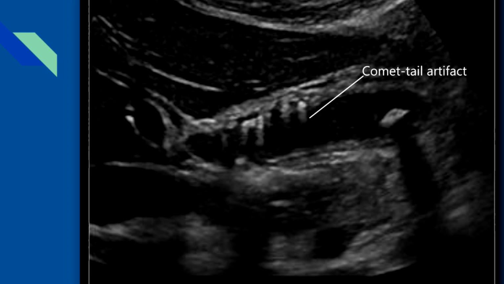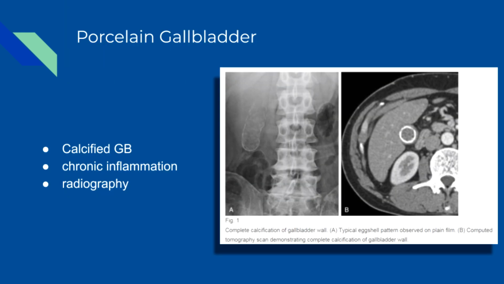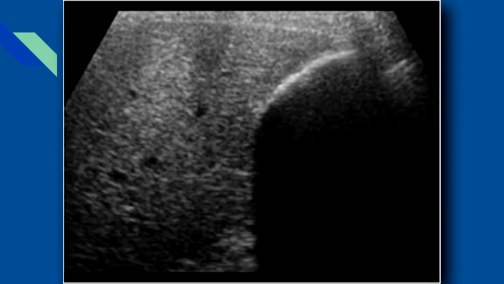Moving on. Calcified gallbladder is known as a porcelain gallbladder, thought to be a calcification from chronic inflammation. On ultrasound, you'll see circumferential increased echogenicity of the gallbladder with shadowing. Porcelain gallbladder can routinely be imaged on radiography or X-ray. Calcification can be focal or diffuse.